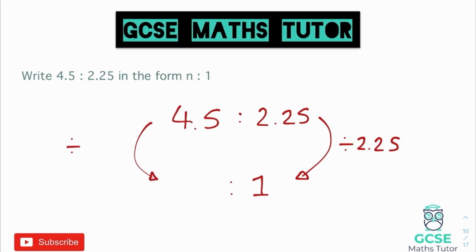And when simplifying a ratio, we do the same to the left. So we would also divide the left-hand side by 2.25, and we could just type that into our calculator. So 4.5 divided by 2.25 is equal to 2. So our ratio is 2 to 1, and that value of n is 2. So just think about that when you're writing a ratio as n to 1. No matter what is in that 1 position, that's what you're going to divide by.